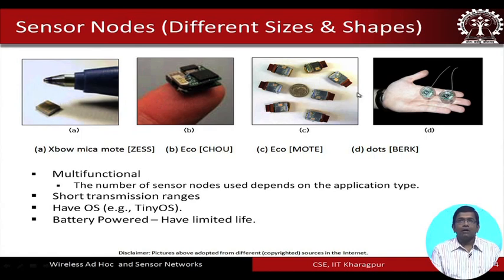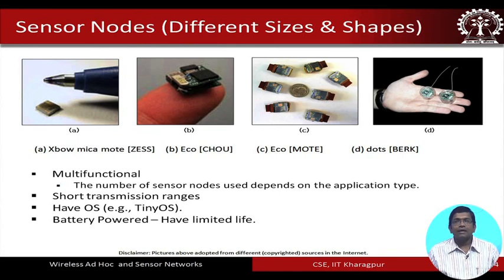That is regarding the size. Regarding the shape, sensor nodes come in different shapes. They could be circular, spherical, rectangular, square, and so on. The sensor nodes are multifunctional. Depending on the type of sensor embedded in these nodes, they can sense different things. They have very short transmission ranges because of the limitation of the transceiver unit and the size of the nodes. The capabilities of each of these components are also very limited.